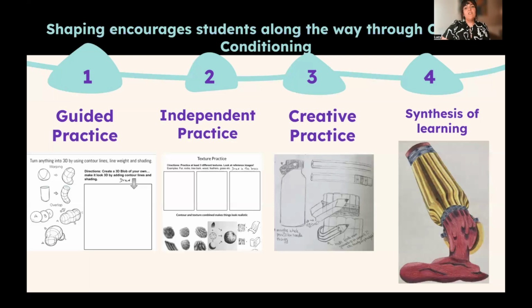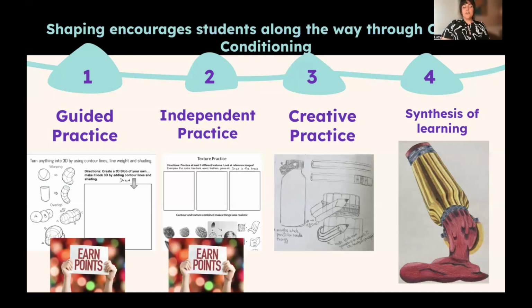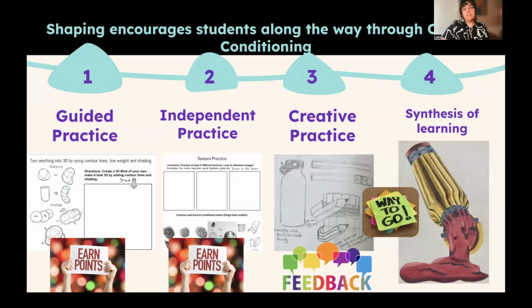Shaping encourages students along the way through operant conditioning. So during guided practice, they would earn points for these assignments. So easy points that help them feel like they've accomplished something, even if their practice wasn't perfect. Then when they present their creative practice, I can give them that personal one-on-one feedback, which is also really reinforcing for students, along with some assurance that they're on the right path, some praise perhaps. And then finally, the satisfaction of completing their assignment and sharing it with their peers in a celebratory way.